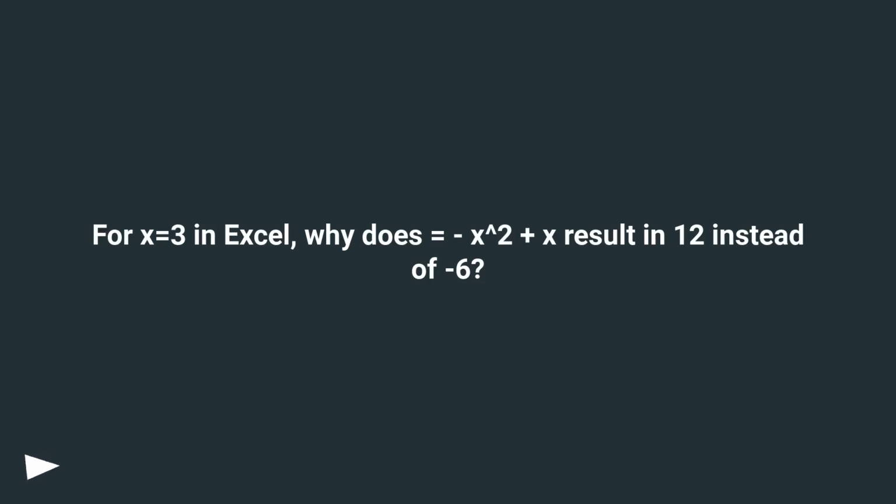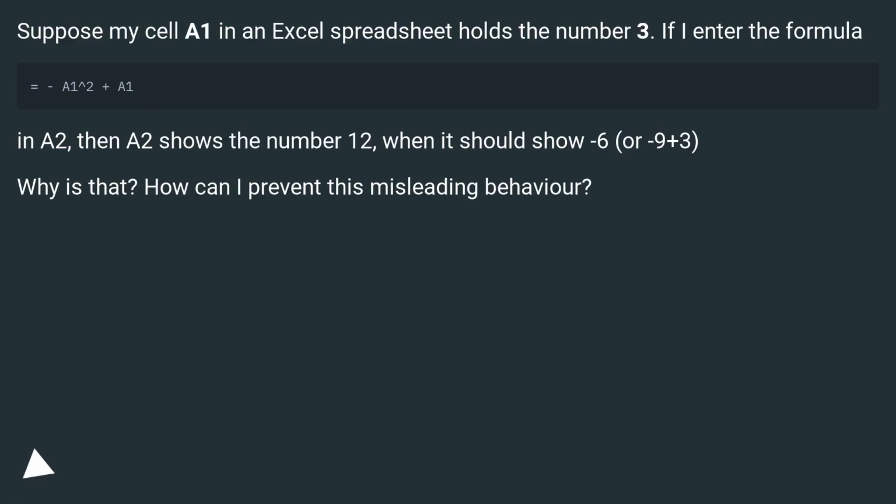For x equals 3 in Excel, why does equals -x^2 + x result in 12 instead of -6? Suppose my cell A1 in an Excel spreadsheet holds the number 3. If I enter the formula in A2, then A2 shows the number 12, when it should show -6, or -9 plus 3. Why is that? How can I prevent this misleading behavior?